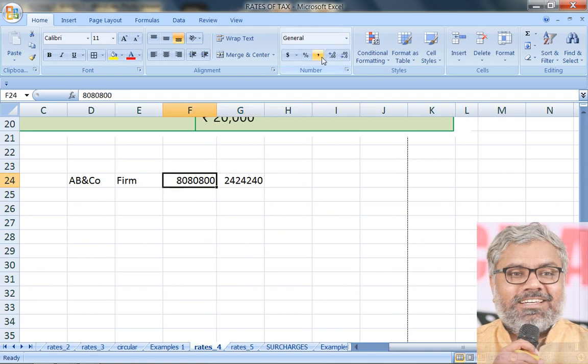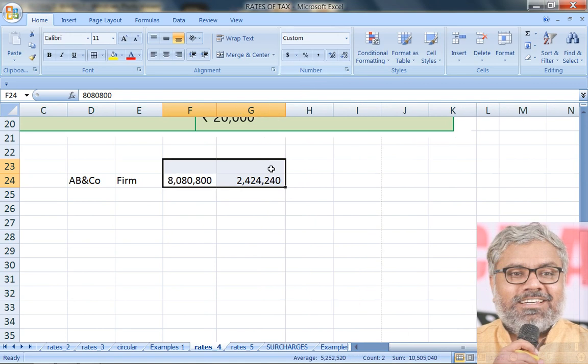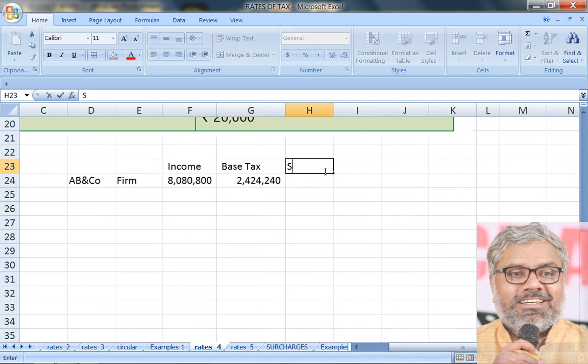So what is the tax rate applicable for a firm? That is 30%, which means the tax that has to be paid by the firm, the base tax we can call it, is 24 lakhs 24,240. So this is the income of the firm, and this is the base tax. Then after base tax, there may be surcharge, there may be cess, definitely cess will be there, there is no maybe there. Then finally, what is the total tax payable?